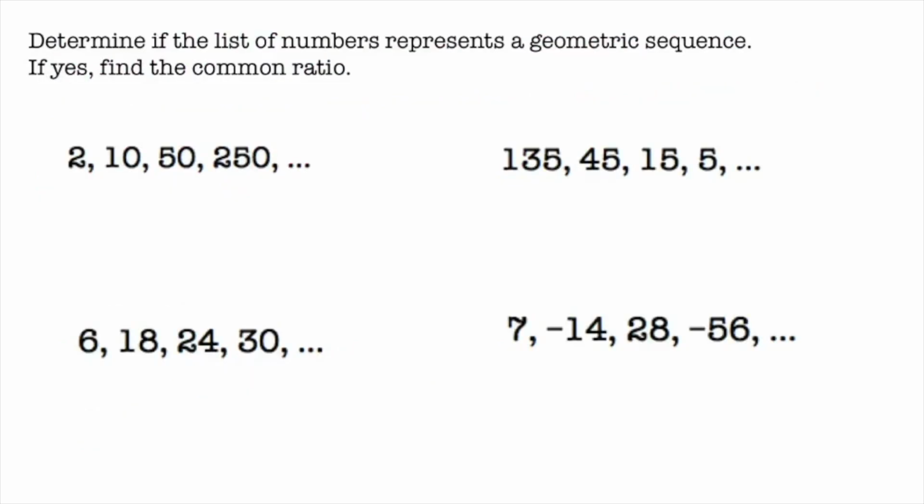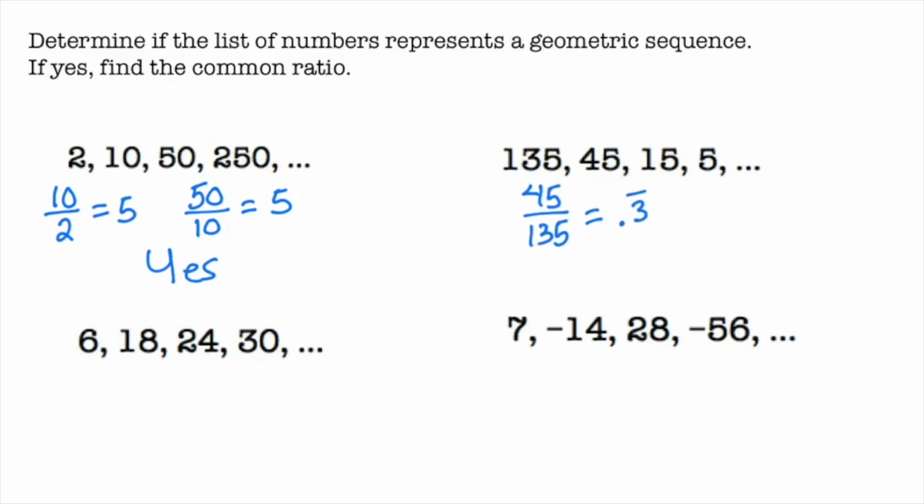All right, so let's take a look at some examples. You're going to look at each of the sequences, take the second number, divide it by the first number, then take the third number, divide it by the second, and see if they have common ratios. So we're going to take 10 divided by 2 and you get 5, 50 divided by 10 and you get 5, so yes, it is a geometric sequence.